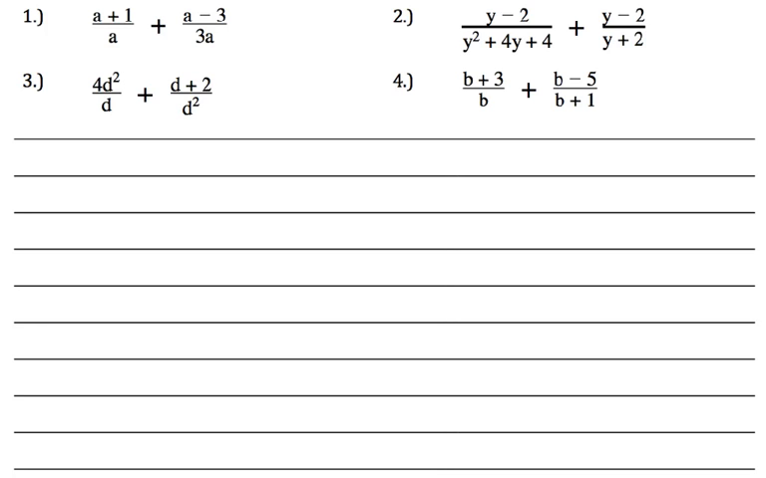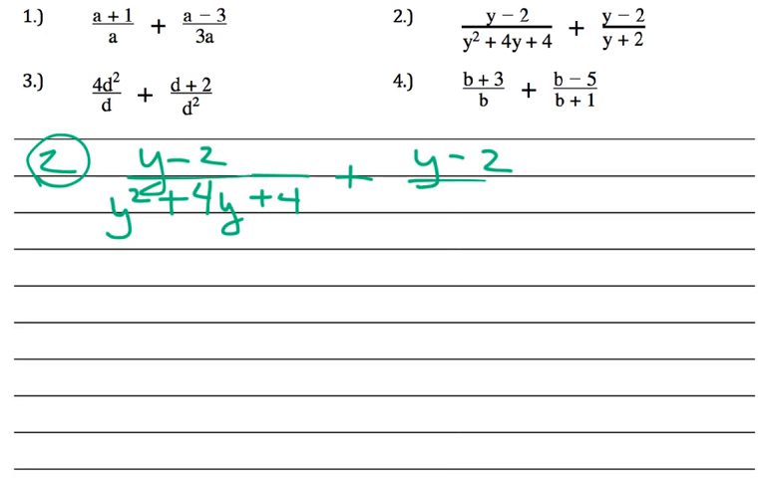Problem 2. y minus 2 over y squared plus 4y plus 4, plus y minus 2 over y plus 2. I look at this and I'm like, well, I can't find the least common multiple of that, so I'm going to factor the bottom into y plus 2. And I could write this as y plus 2 squared, so I don't know.